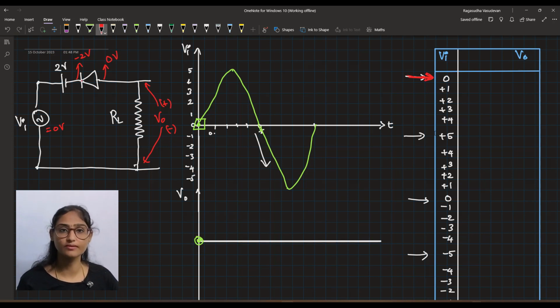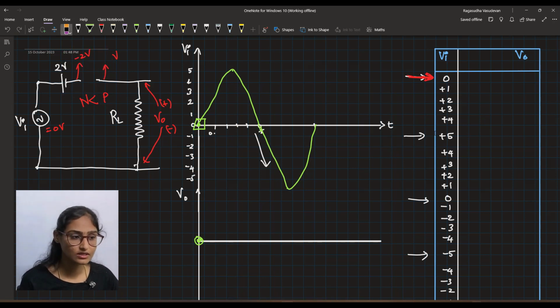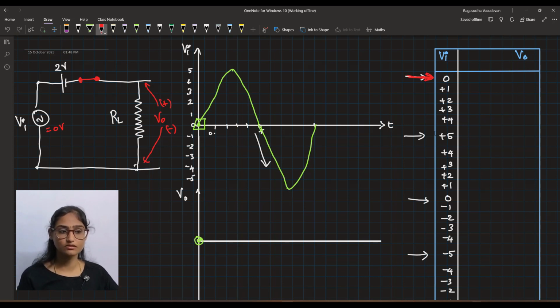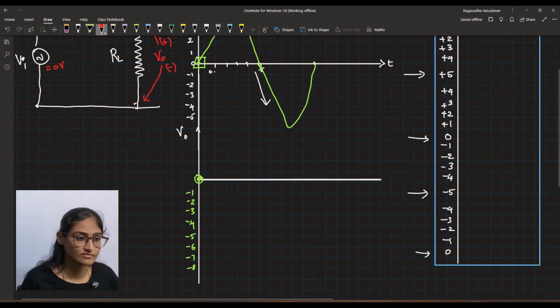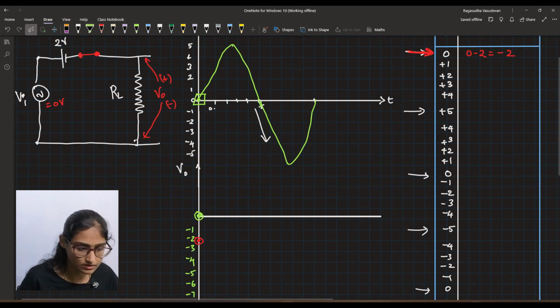and this will be 0 volt. The N terminal's potential is -2 and the P terminal is 0. So N terminal's potential is less than P terminal. So what will happen? The diode will be forward biased. You can replace this diode as a short circuit. So what will be the voltage across V0? The voltage across V0 will be 0 minus 2, which is minus 2 volt. So now the voltage is -2 at this instant.